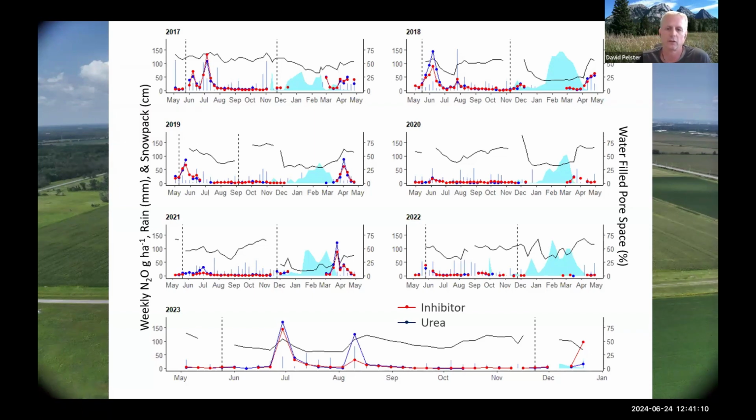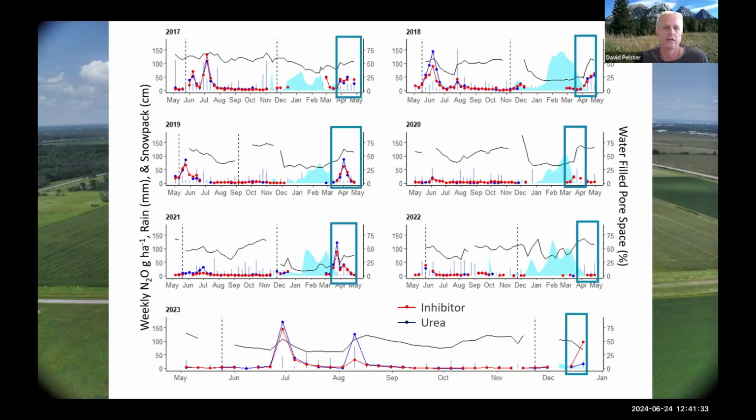So if you look at 2023, there's a pretty short gap there for when we needed to take it into the field. The shaded blue, that's your snowpack. But you can see we can measure the emissions pretty much through the entire year. And what's shown here are your weekly fluxes, but this is a cumulative of half-hour fluxes that we measure throughout the entire period.